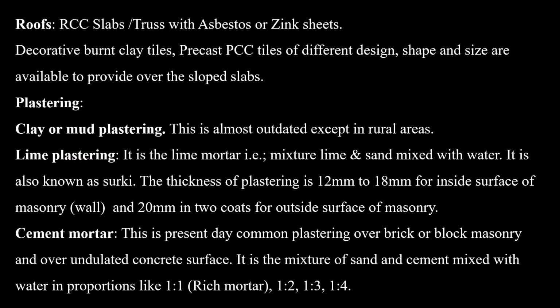Lime plastering. It is a lime mortar, that is a mixture of lime and sand mixed with water. It is also known as surki. The thickness of plastering is 12 mm to 18 mm for inside surface of the masonry wall and 20 mm in two coats for outside surface of masonry. Cement mortar. This is the present day common plastering over the brick or block masonry and over undulated concrete surface also. It is a mixture of sand and cement mixed with water in proportions like 1:1, 1:2, 1:3, 1:4, etc.